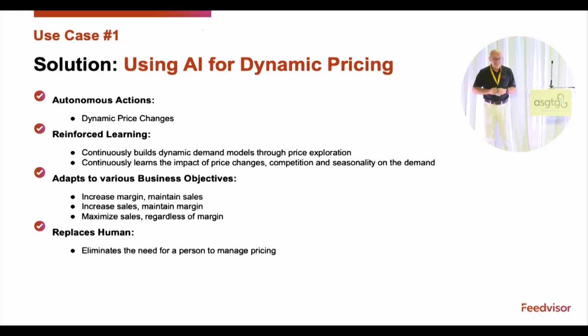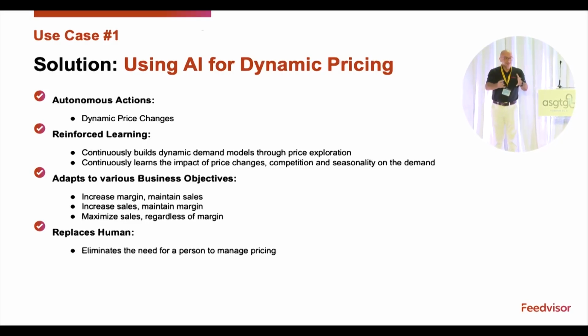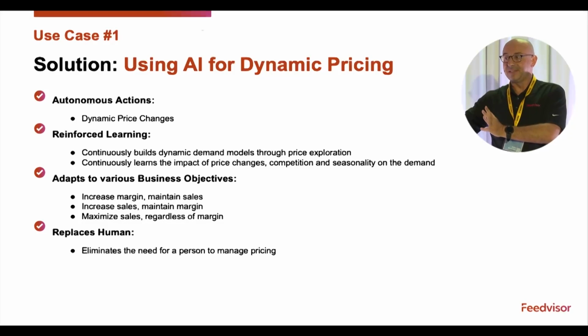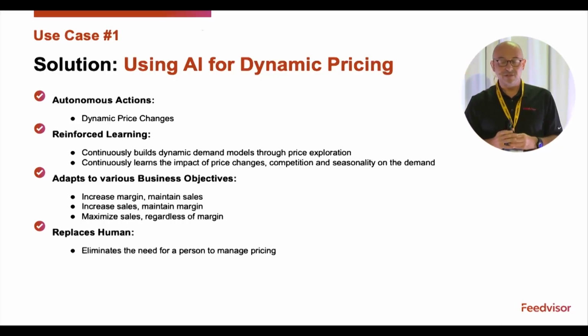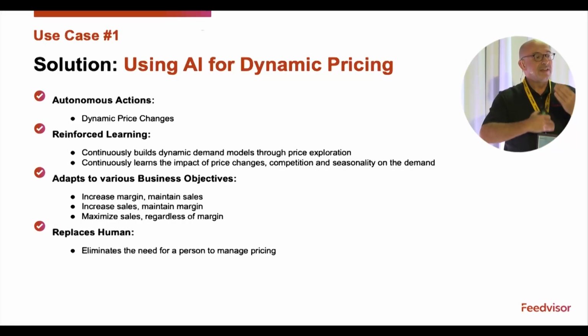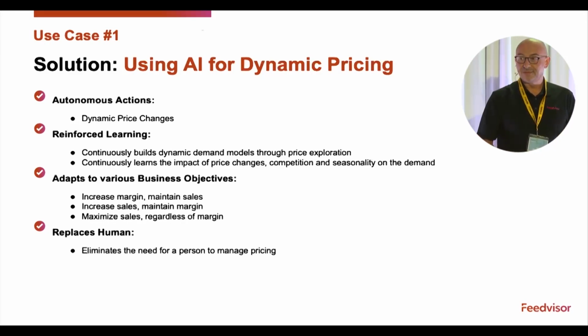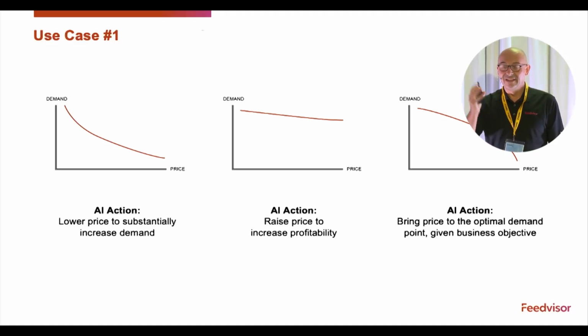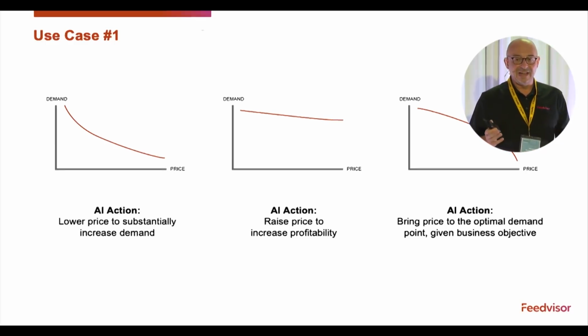And that's the last thing. We eliminate the need for a person to manage pricing, so that person can do something else. But you, as the owner or as a VP of a group, can just set the requirements, what you want to achieve. You can set your objectives, you can set your ranges, and then the model executes. So let's visualize this. These are the three examples I talked about.